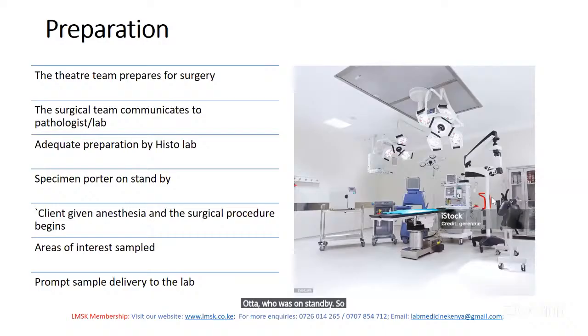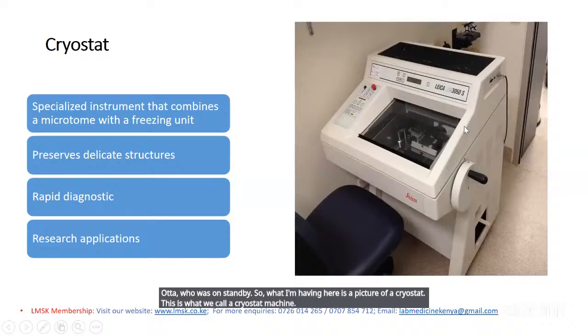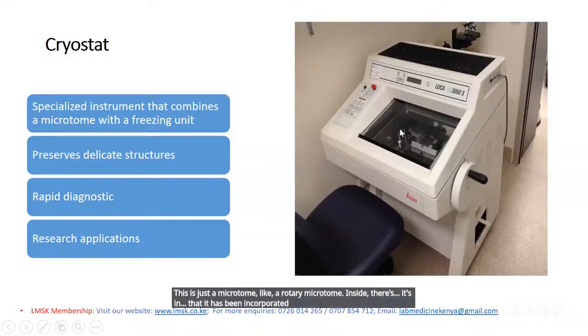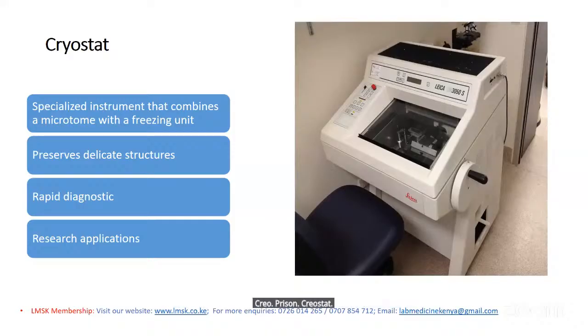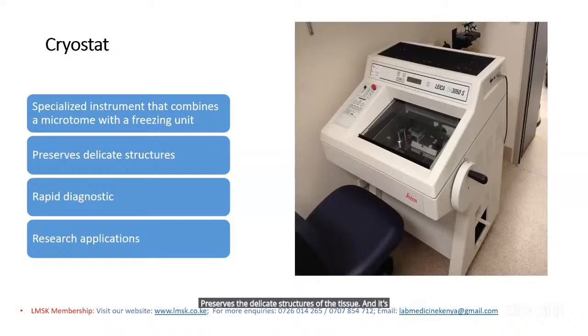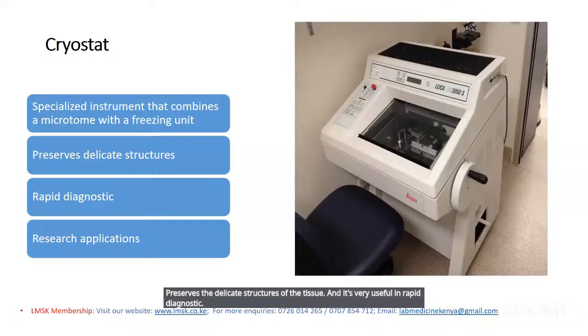So what I'm having here is a picture of a cryostat. This is what we call a cryostat machine. This is just a microtome, like a rotary microtome, inside this. It's that it has been incorporated by a freezing chamber. Cryostat. So cryostat is a specialized instrument that combines a microtome with a freezing unit, preserves the delicate structures of the tissue, and it's very useful in rapid diagnostic and in research applications.